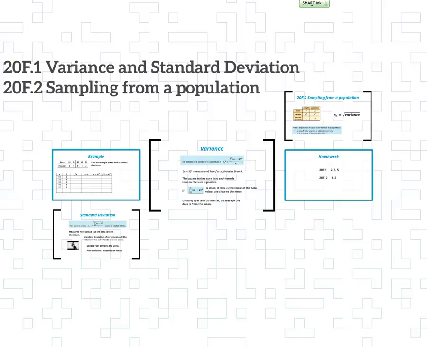Two reasons that these are combined. One is that there are very, very few notes for 20F.2. It's basically one slide and be like, oh hey, here are some other symbols. So there's no real examples that pertain to 20F.2 that are any different from 20F.1.